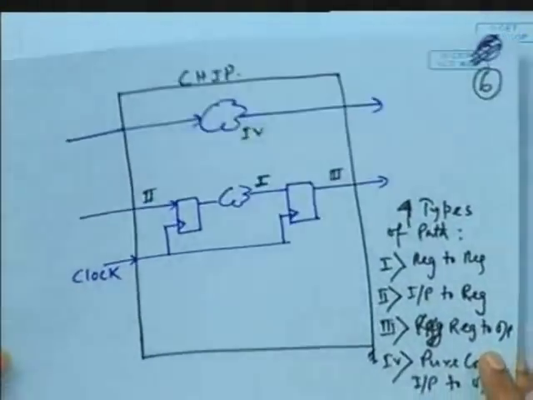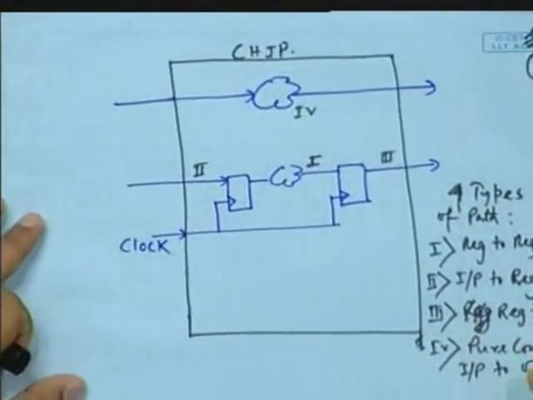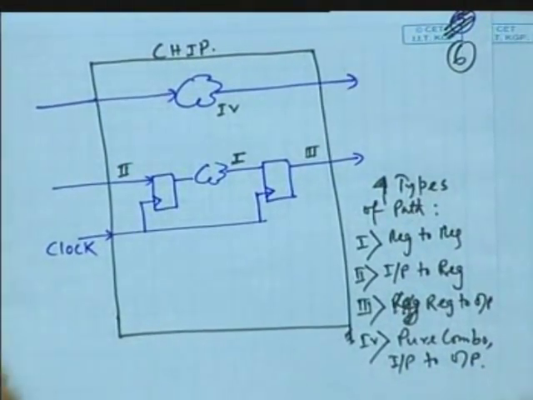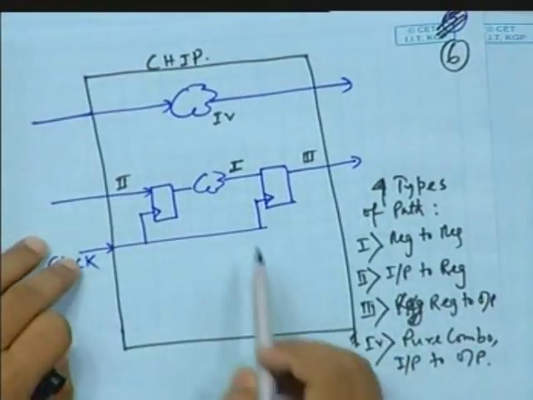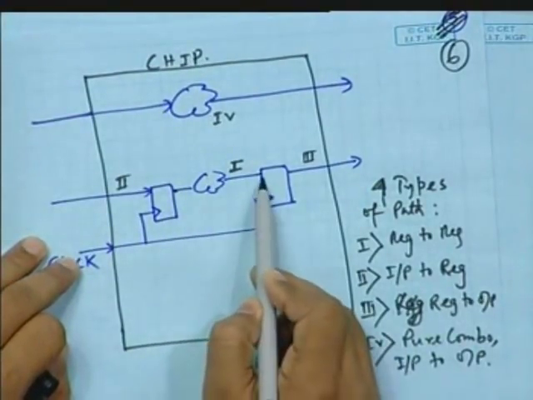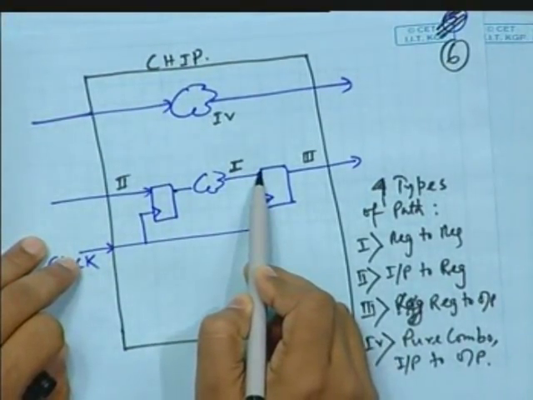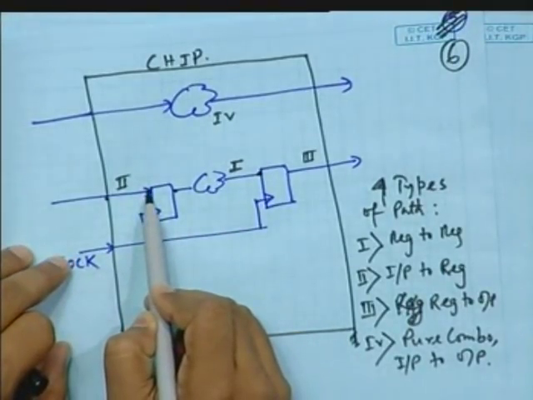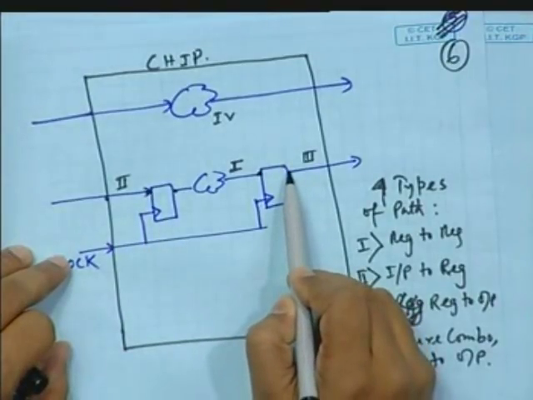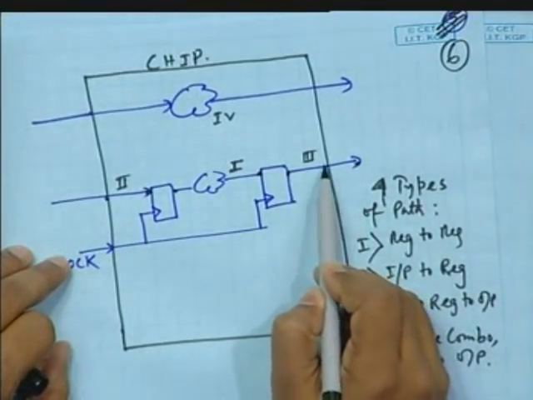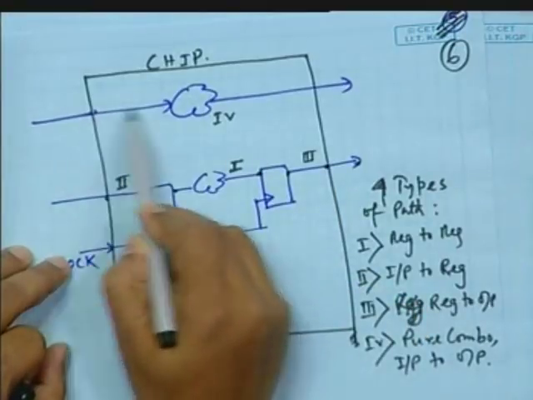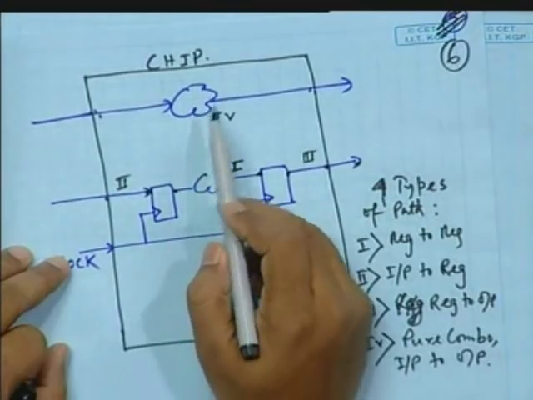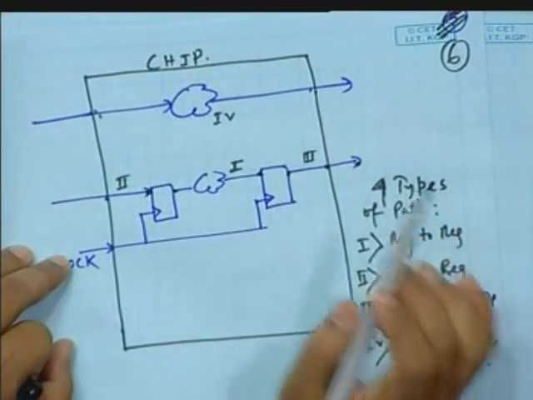Good sleep. Okay. So inside a chip, there will typically be four types of path. One is one register to another register. Second is input port to the register. Third is from register to output port. And fourth is pure combinational, input to output. This cloud means combinational, AND gate, OR gate, all those stuff.